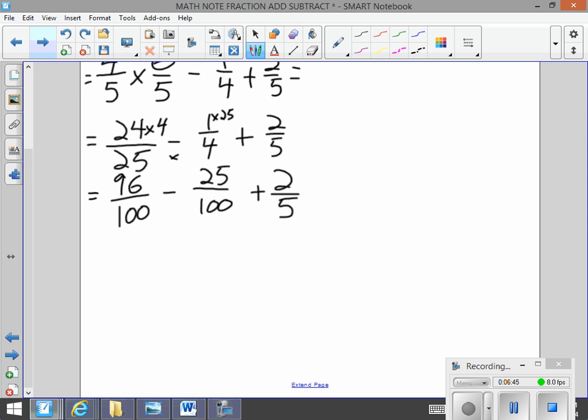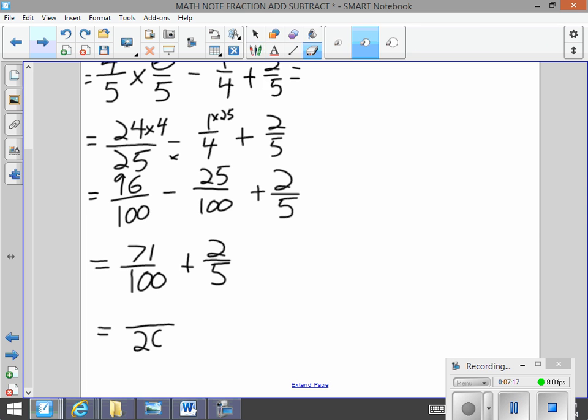Extend down a bit. Okay, so 96 minus 25. We can do that. That's going to be 71 over 100. And then we're going to do 2/5 for an addition. And again, we need a common denominator. I know 5 fits into 100, because 10 times 5 is 50, and 2 50s are 100. Oops, why do I keep writing? It's still going to be 100.